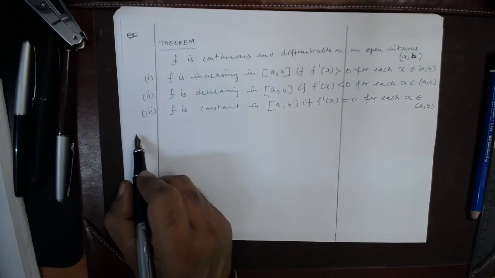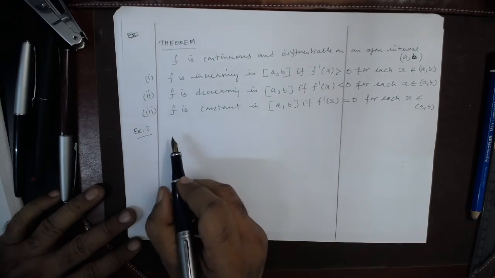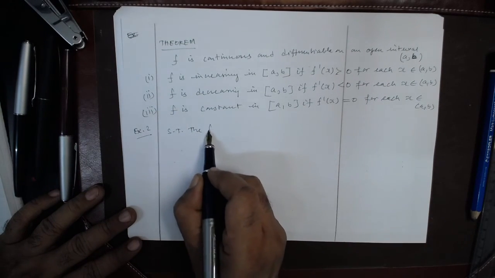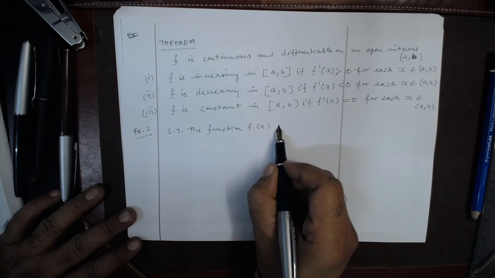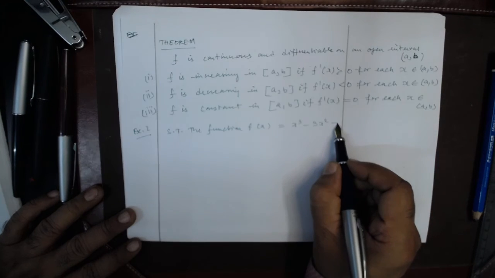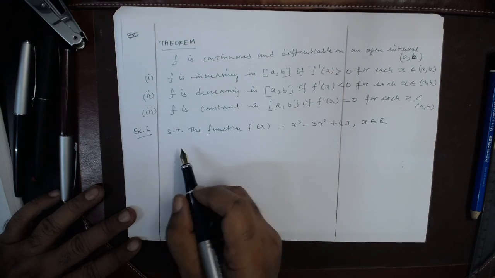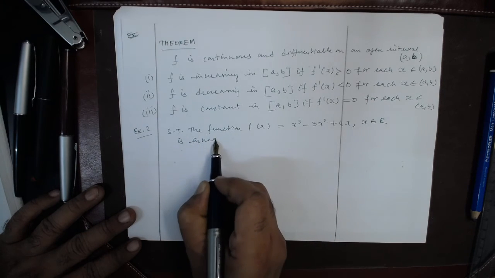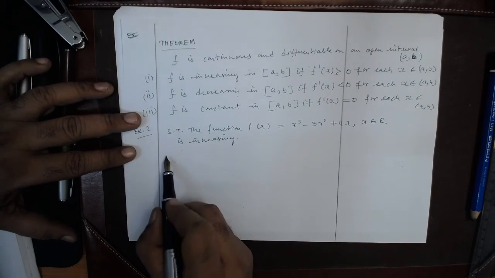Now, let us explain this with an example. Example 2: Show that the function f of x is equal to x cubed minus 3x squared plus 4x in the interval R is increasing. So this is the question. Now let us proceed with the solution.